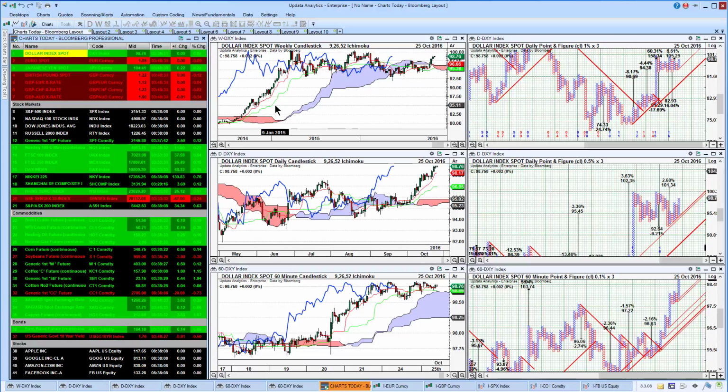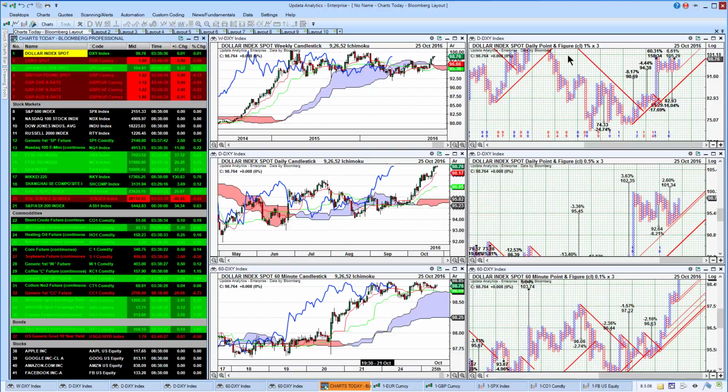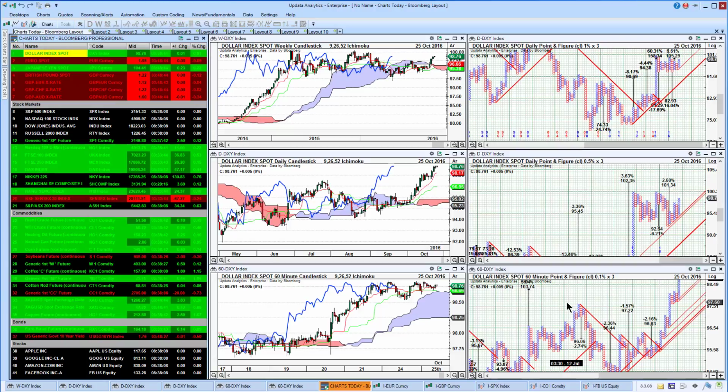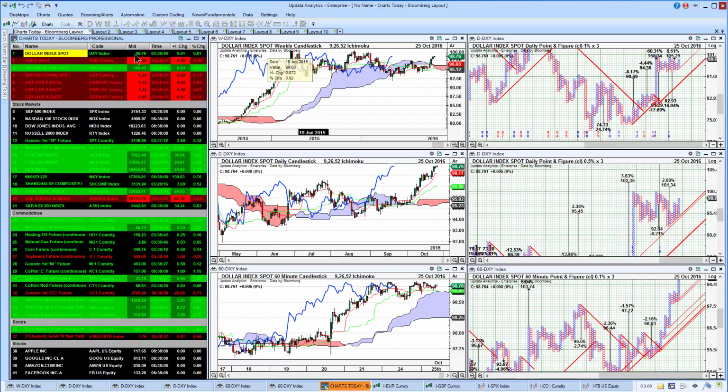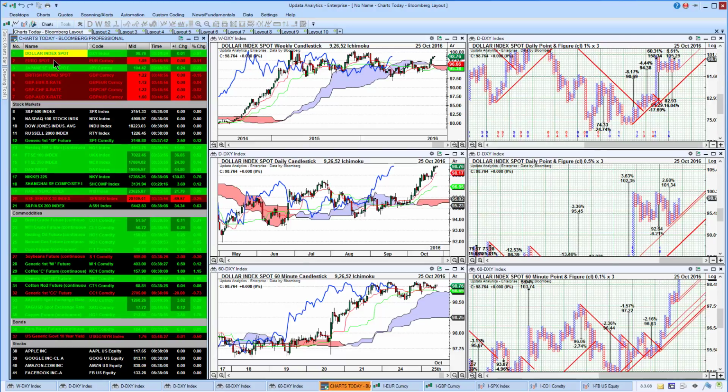Dollar, remember these are my long-term, medium-term, and short-term charts. This is a weekly, daily, and 60-minute chart. A 1% point and figure chart, a 0.5% point and figure log scale chart, and this is a 0.1% point and figure log scale on the hourly chart. This gives us a multiple time frame view of all the things that we're going to look at. And of course, you could do this for any set of instruments you want.